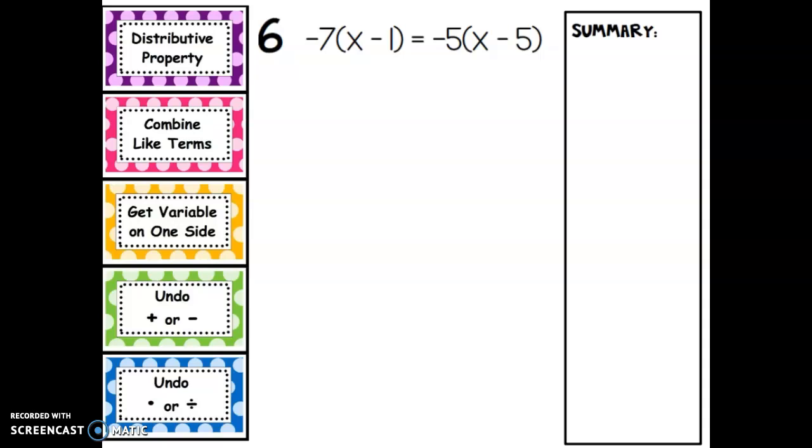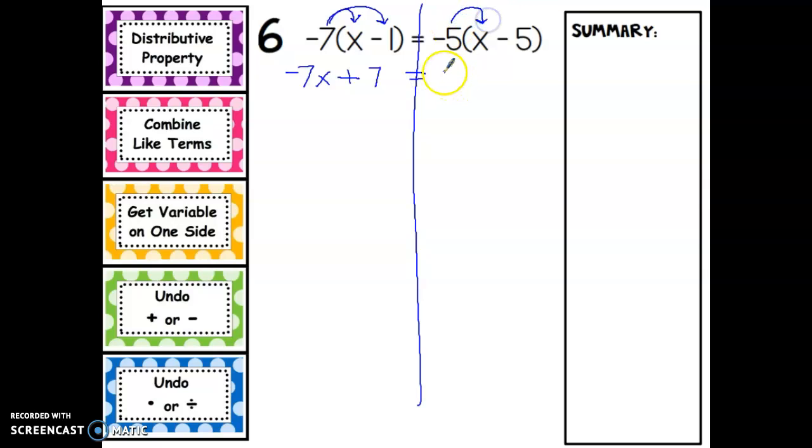Look at another example. This is the last example in that foldable, example 6. Distributive property, we got a couple of things to distribute. Negative 7 times x is negative 7x. Negative 7 times negative 1 is a positive 7. Is equal to negative 5 times x is negative 5x. Negative 5 times negative 5 is a positive 25.